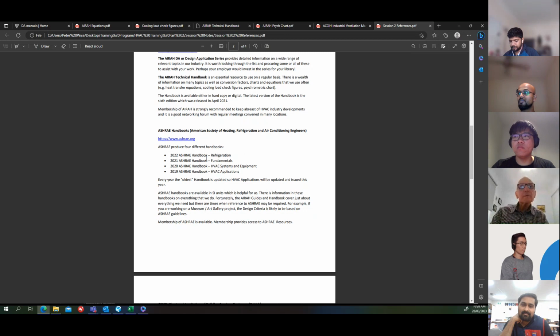ASHRAE have 4 books, and I've mentioned down here that they are produced in SI units these days. You can get both. You can get the imperial units as well, which the Americans still use, but obviously we use SI, so those books are available in those units. So there's refrigeration, and fundamentals. Fundamentals goes through all the basic stuff you need to calculate heat loads. As it says, they're fundamentals for us, you can find in ERA. Most of this fundamental stuff you'll find in ERA.